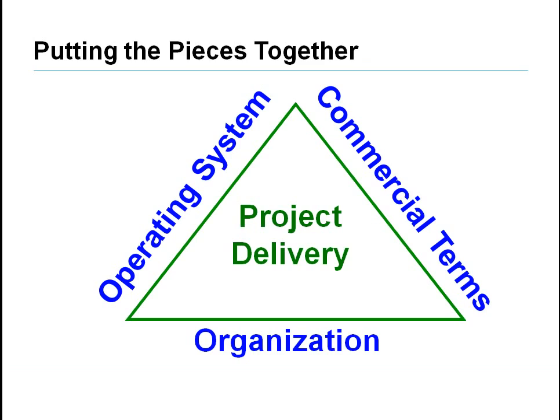Attempting to execute a lean project without considering all aspects of the triangle will fall short of realizing all the benefits hoped for. When all three sides of the triangle are addressed together, like what we observed on industry-leading lean projects, the results will be lower cost, better schedules, better quality, and an improved project team environment.